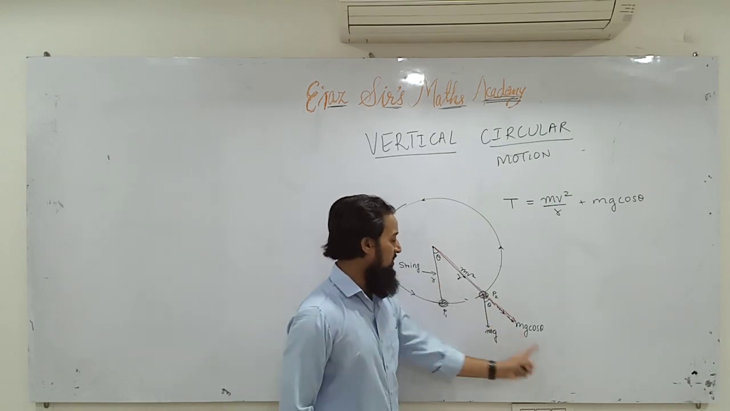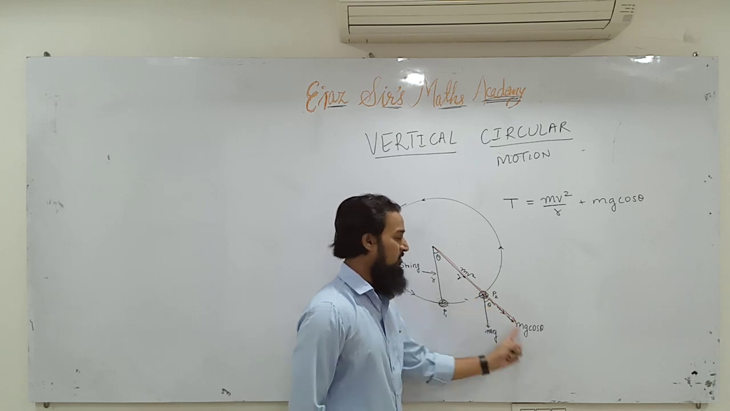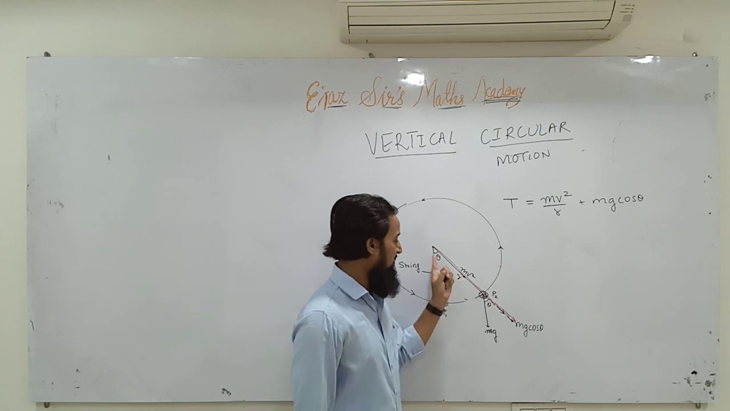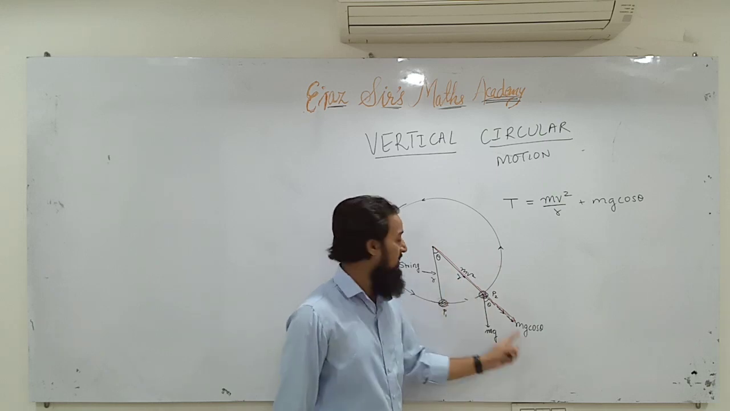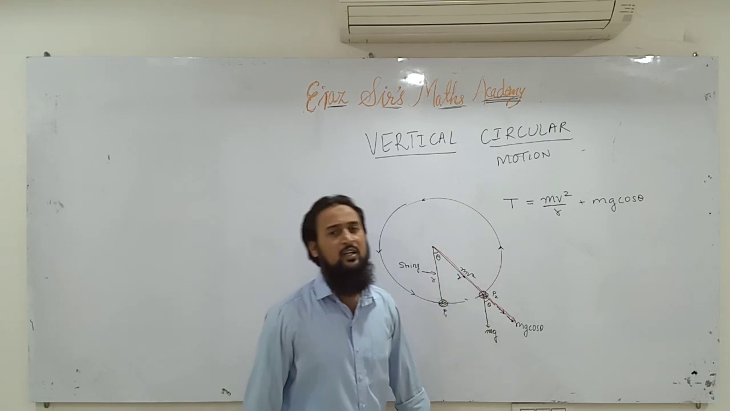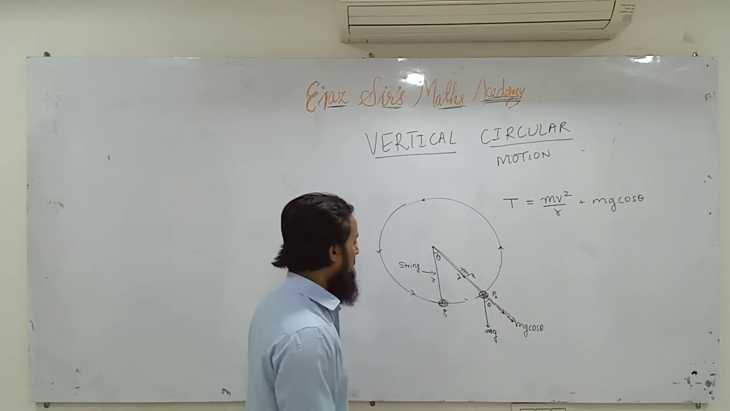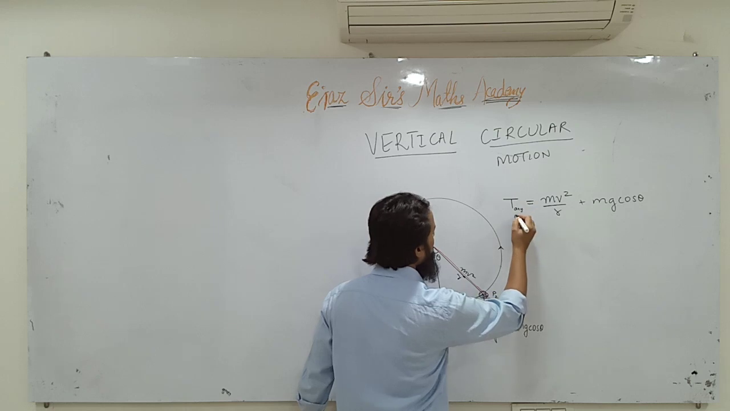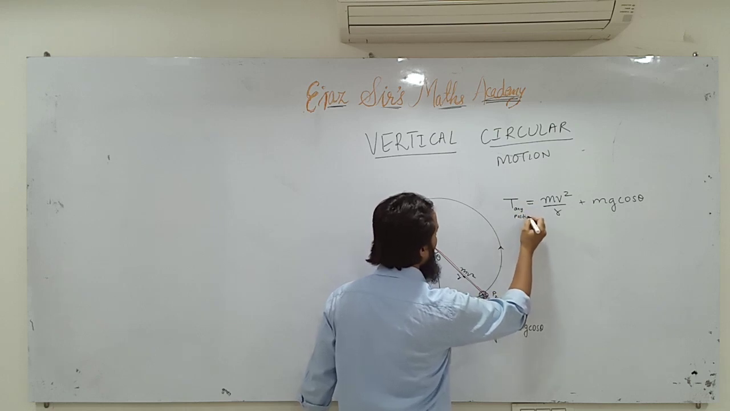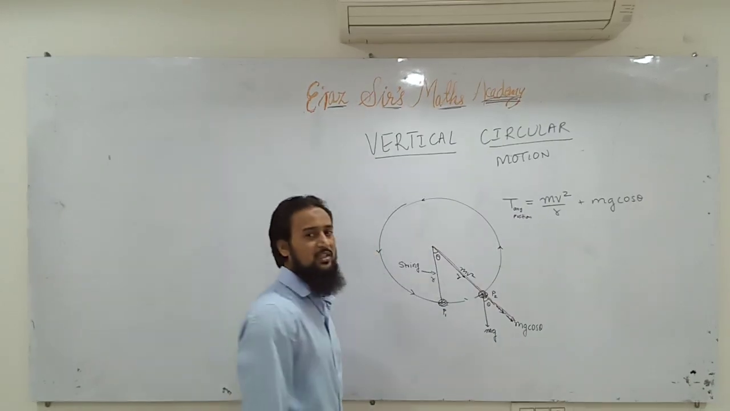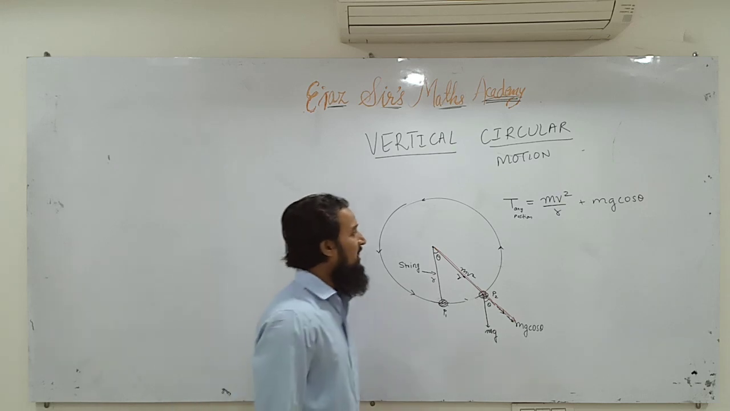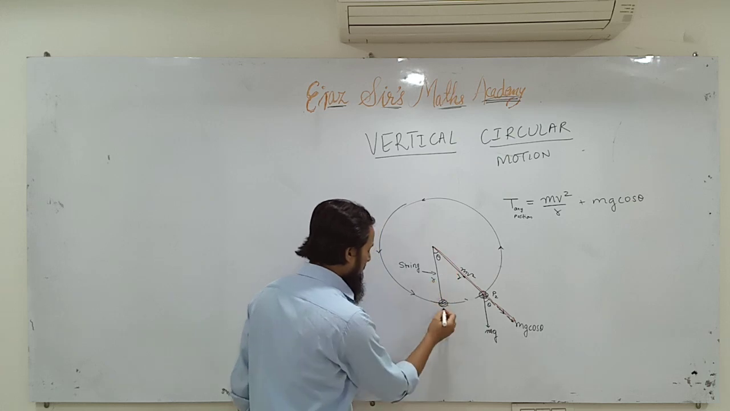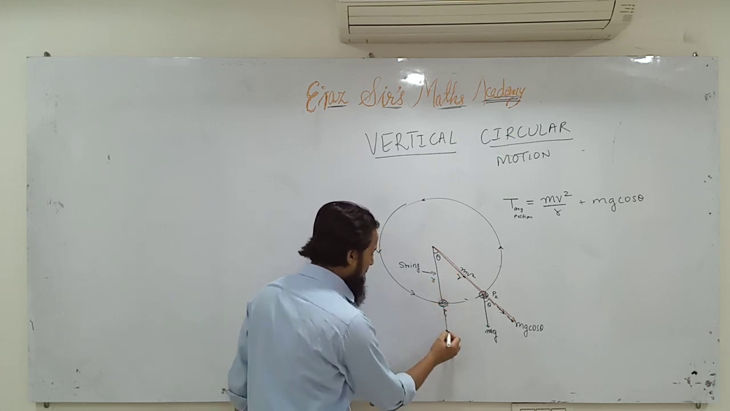Two forces. Which two forces? One is mg cos theta. Mg is acting here, so mg cos theta is acting in this position, in this direction. And mv square by r, which is centrifugal force, also is acting in this direction. Instead of mv square by r, we can write mr omega square also. So this is the tension in the string at any position. Tension in the string at any position is given by mv square by r plus mg cos theta.